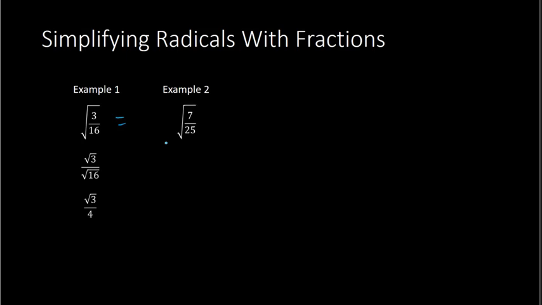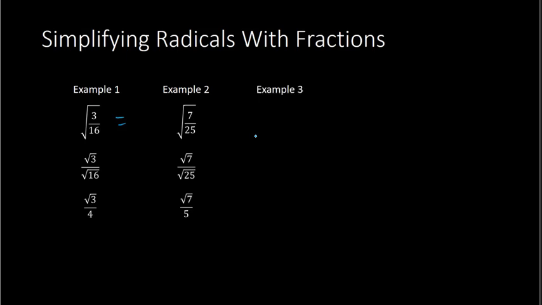Example 2, we have the square root of 7 over the square root of 25. To simplify, I can break up into two radicals, the square root of 7 over the square root of 25, and the square root of 25 we know to be 5. So we have the square root of 7 over 5 as my solution.